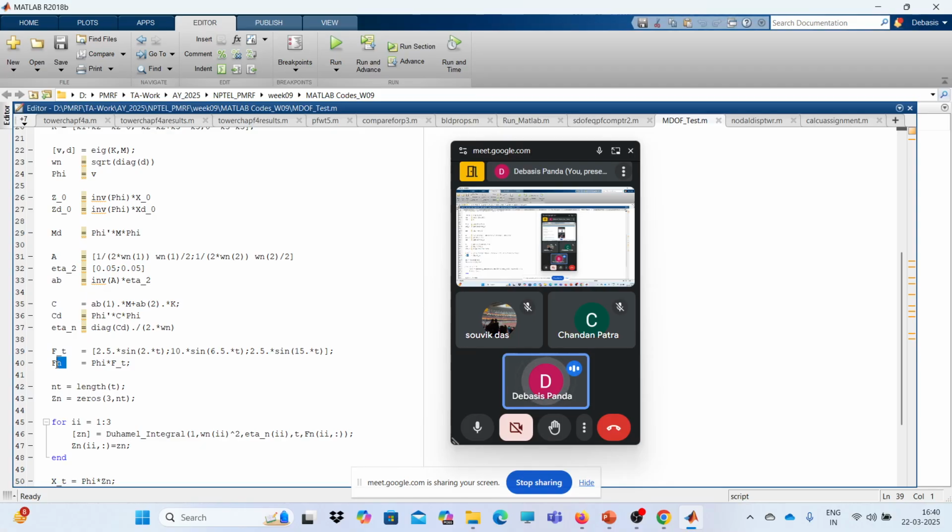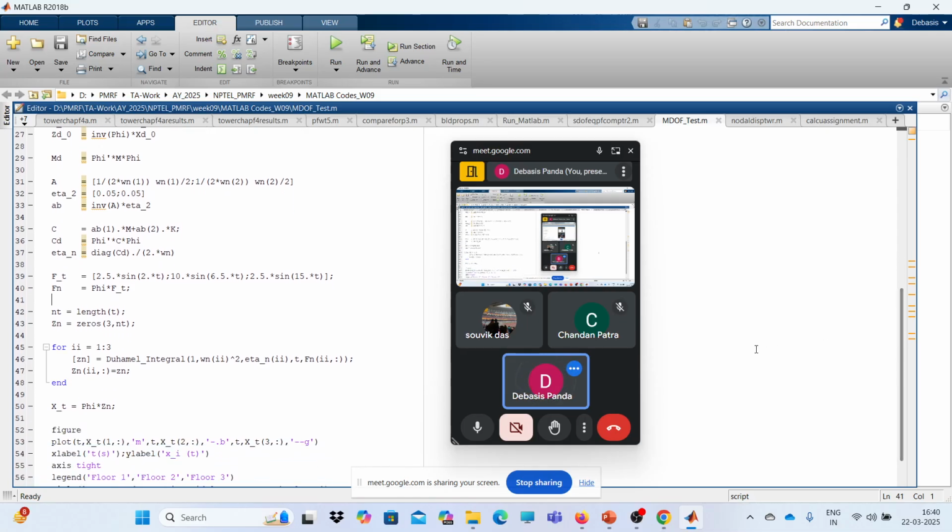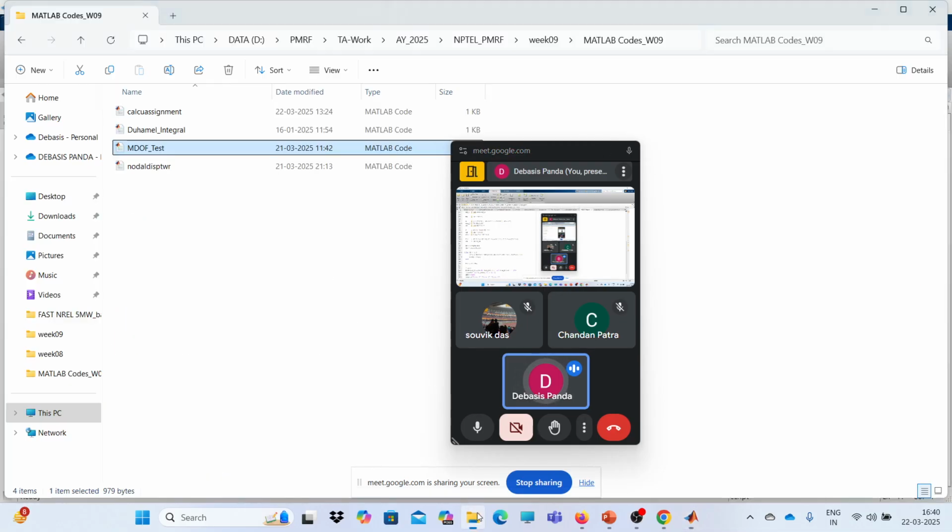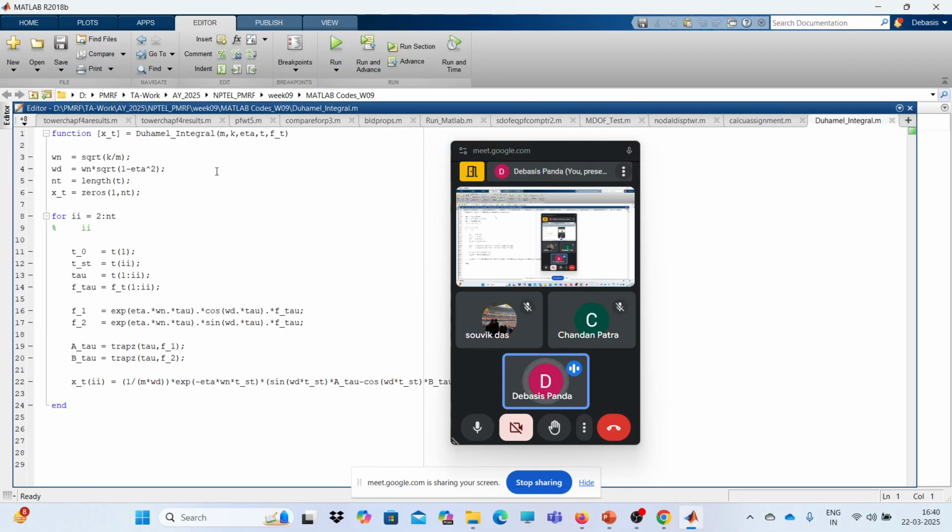So we need to normalize it. Fn is nothing but phi times Ft, right? So till now we have the modal information, we have the forcing information. Now we need to solve for the modal responses. That means we need to have the Zn values, right? For the Zn values we will use the Duhamel integral to solve it. Already we have generated that Duhamel integral function file. Here if you provide m, k, eta, t and ft, it will give you the responses corresponding to those given values.